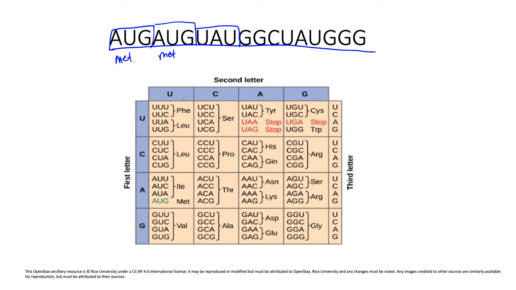So hopefully you found that UAU is TYR, or tyrosine. And if we move along, GGC, you can stop the video again if you want. Make sure you can find that. But GGC is going to be here, and that's glycine.